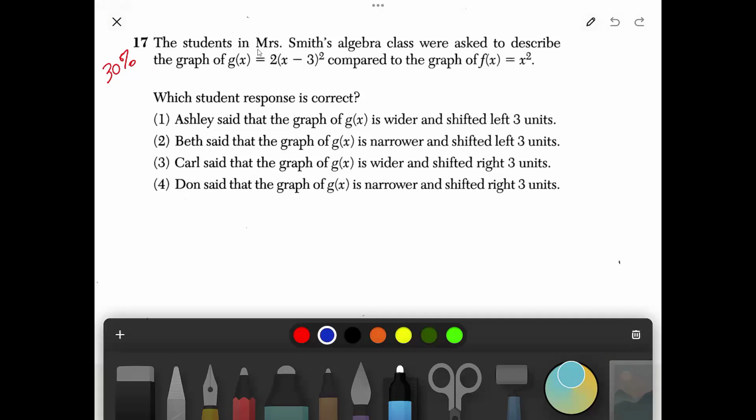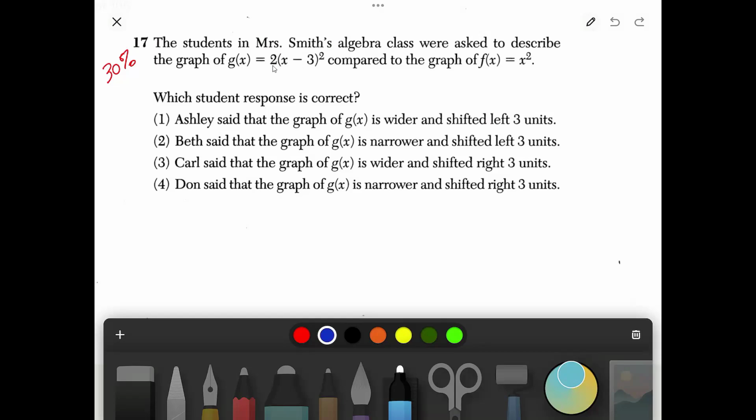It says the students in Mrs. Smith's algebra class were asked to describe the graph g of x equals 2 times the quantity x minus 3 squared compared to the graph of f of x equals x squared. So now we covered this early in the year. This is a quadratic. This is also a quadratic. This is the parent function. And this is, I guess, one of the children functions or one of the stepchildren functions.